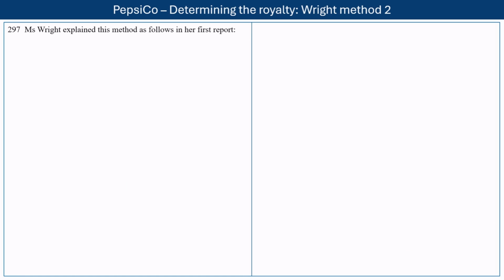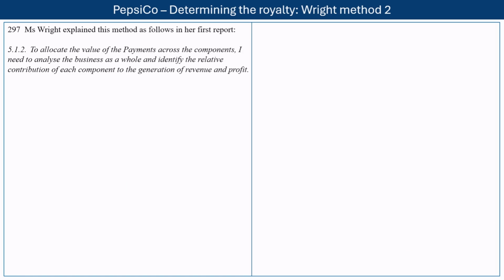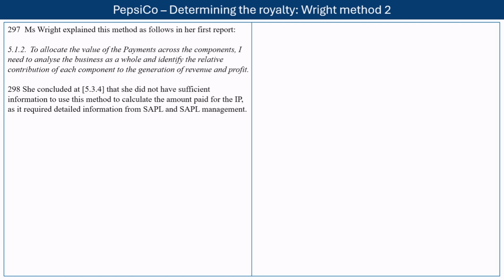Her method 2 was explained as follows. "To allocate the value of payments across the components, I need to analyze the business as a whole and identify the relative contribution of each component to the generation of revenue and profit." So again, she's looking at facts and circumstances, which as transfer pricing specialists, we know is what you're supposed to do. She concluded that she did not have sufficient information to use this method to calculate the amount paid for the IP, as it required detailed information from Schweppes and Schweppes management, and they did not have that. Remember, PepsiCo is on trial here. "This method can therefore be put to one side for present purposes."